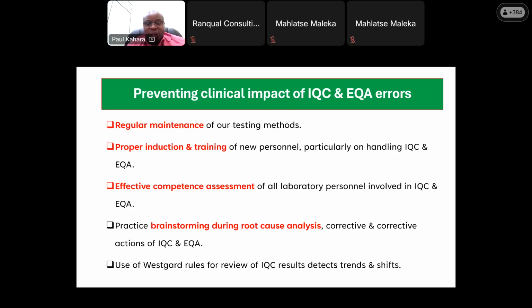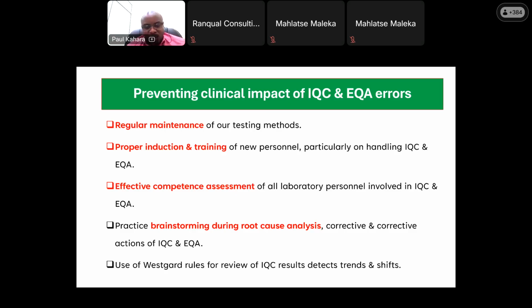Number two is proper induction and training of new personnel. And we have realized many laboratories employ laboratory staff in a hurry. So you are employed today, and tomorrow you're on the bench, you see, doing what the other staff have been doing for the last 3, 4, 5 years, and you're expected to do it without errors on the first day of employment. That may not happen. That may not be realized. So let's take time. Let's take a day, 2, 3 days.